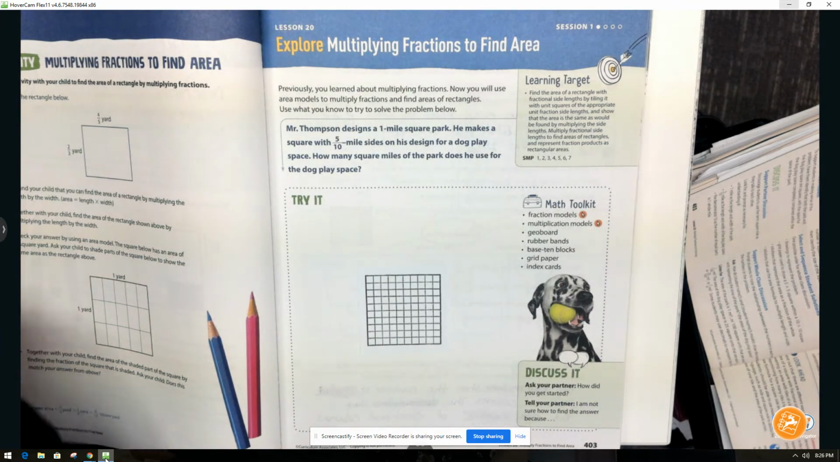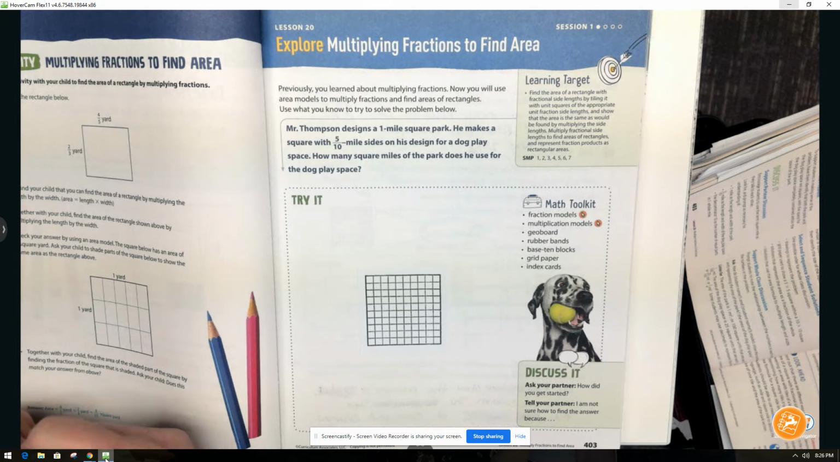So first of all, let's ask ourselves the same three questions we always ask ourselves when we start a word problem. What is the problem talking about? What is it that we're trying to solve? And what is the important information? Those three questions, if you ask yourself those every time you do a word problem, it's going to help you so much. So let's go ahead and start.